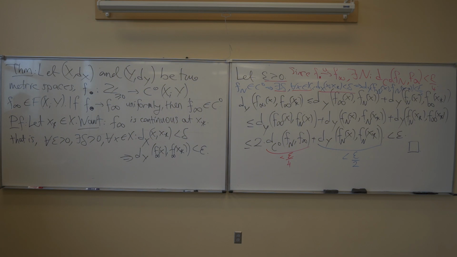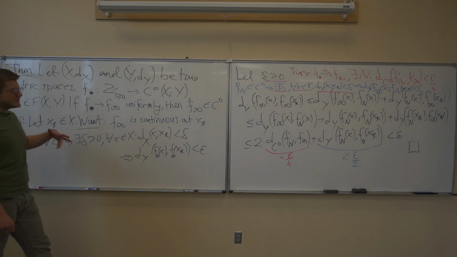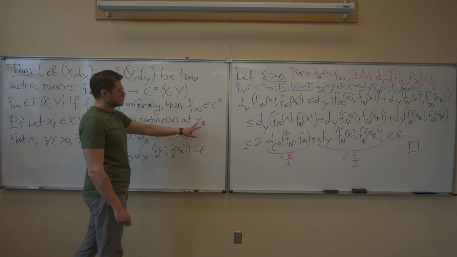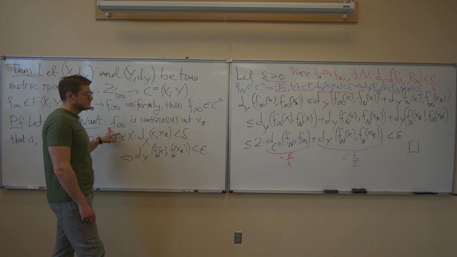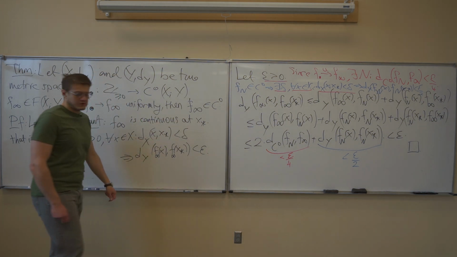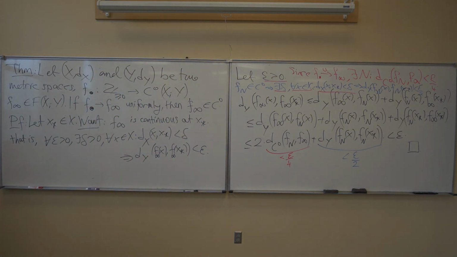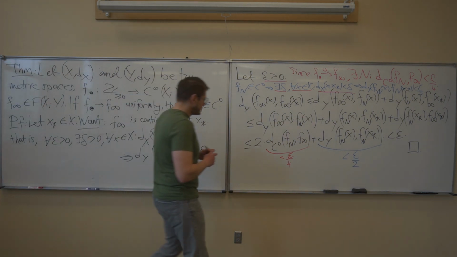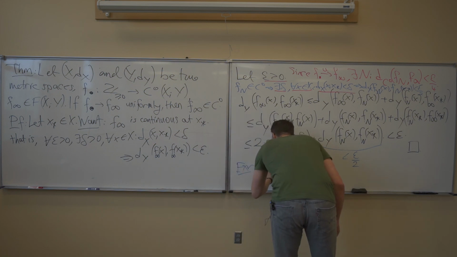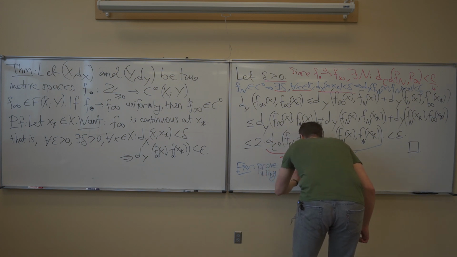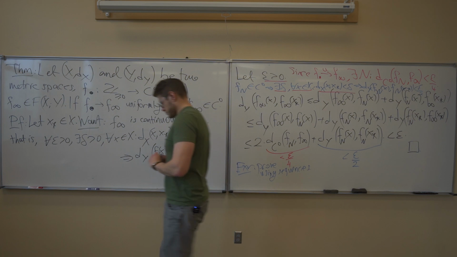Of course, it's a very nice exercise to do the same proof, but with sequences. So take an arbitrary sequence in X converging to X star and try to show that the image of the sequence under f infinity converges to f infinity of X star. So I'm going to leave that as an exercise. It's the same trick ultimately. So exercise: prove using sequences.